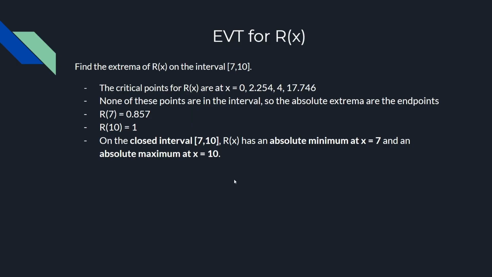So for EVT of R(x), I chose the interval 7 to 10, and since none of the critical points of R(x) are inside 7 to 10, the endpoints are going to be the absolute extrema. So after I calculated what R(7) and R(10) equal, I can conclude that R(x) has an absolute minimum at x equals 7 and an absolute maximum at x equals 10.